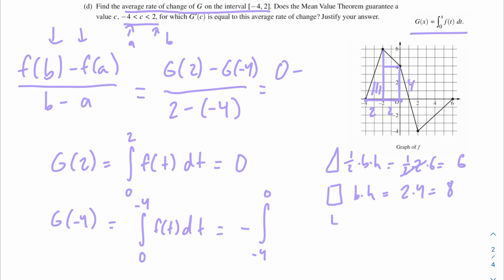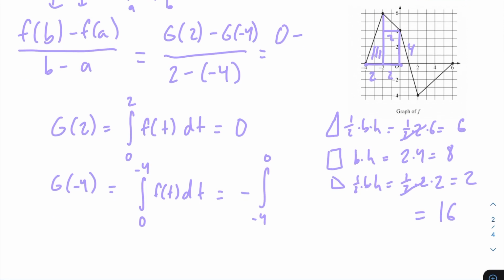And then let's find the area of our little triangle. So it's 1/2 base times height. So it's got a width of 2, or base of 2, 1/2 times base of 2, and a height of 2. So these two cancel out. This is going to be 2. So it looks like if we add this all up to get the area under the curve, it's going to be 16. So we would get that g of minus 4 is negative 16.